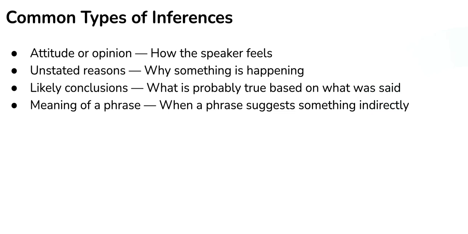There are a few common types of inferences on the test. For one, you might need to understand a speaker's attitude or opinion, even if they never say it directly. For example, they might say, "I don't know, that sounds challenging," and you can infer that they are nervous, even if they didn't say, "I'm nervous," in exact words. Similarly, you may need to identify an unstated reason for something the speaker describes, or recognize a conclusion that is probably true based on the recording.